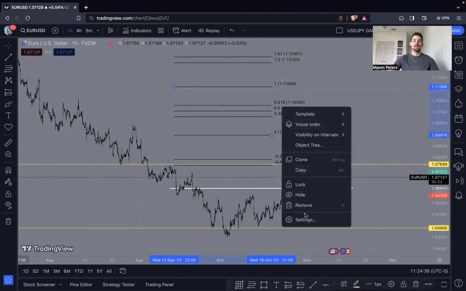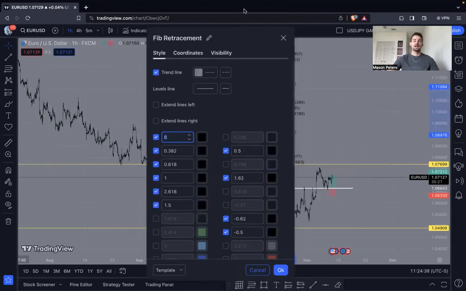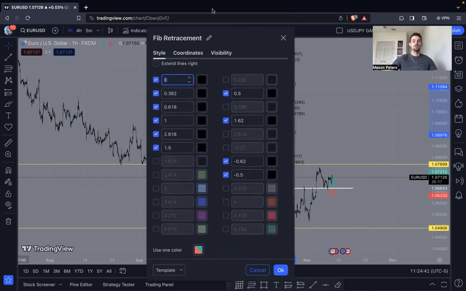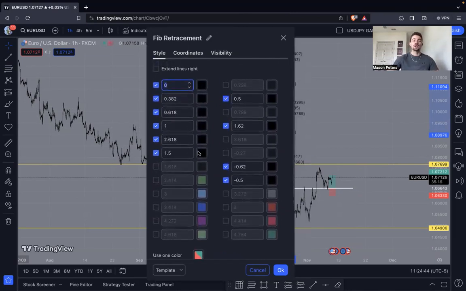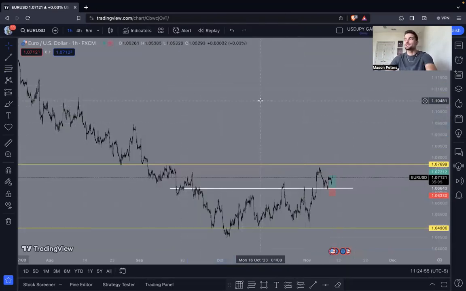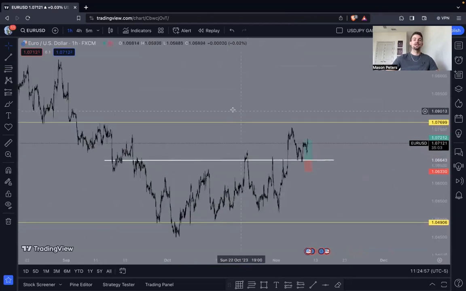So you can left click it and go to settings, and then you can adjust and pick the ratios that you want on your Fibonacci tool. I happen to have coded mine a certain way to my liking and to what I use or analyze as best. So how the Fibonacci tool works is you take the movement in a trend.